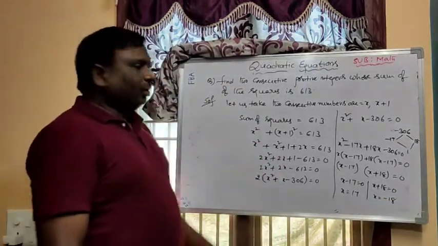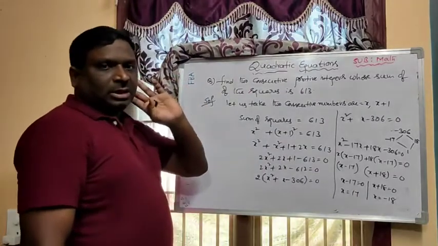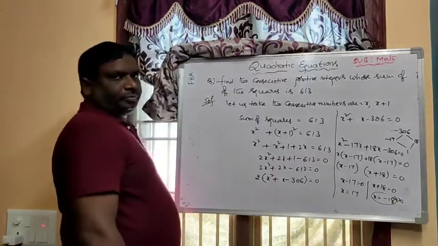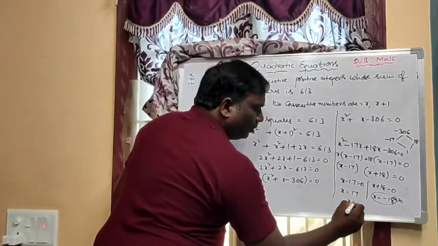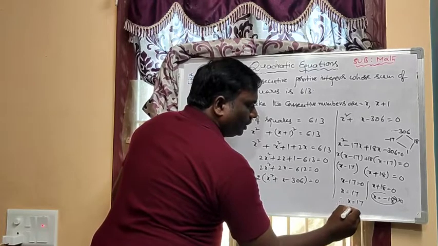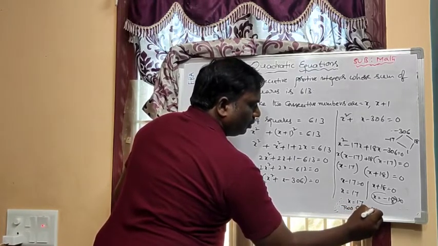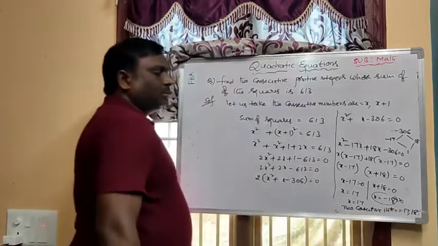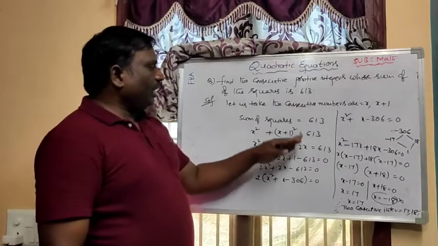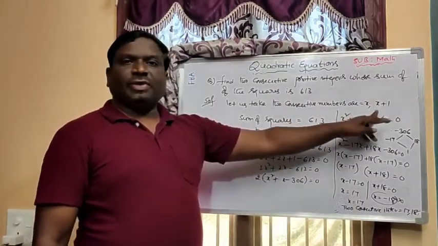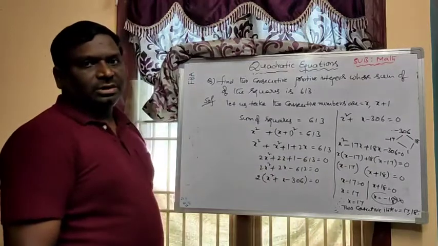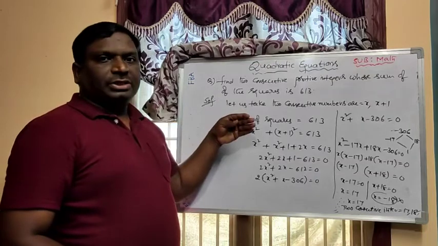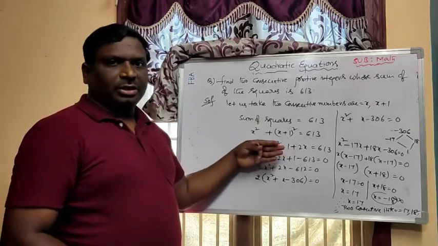x can't be negative because they are asking for positive integers. Consecutive positive integers, we cannot take this x value. So x equal to 17, therefore the two consecutive integers are 17 comma 18. One of the values x you are taking is 17. Another one is 17 plus 1 is 18. This is the way to find the solution of quadratic equations by using the factorization method.